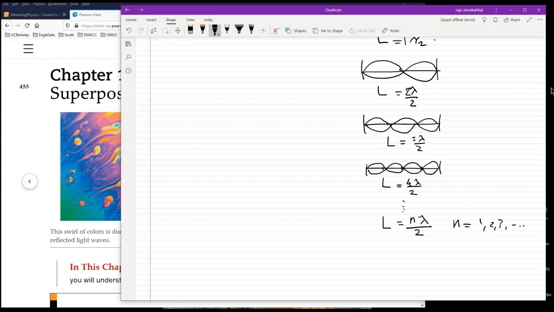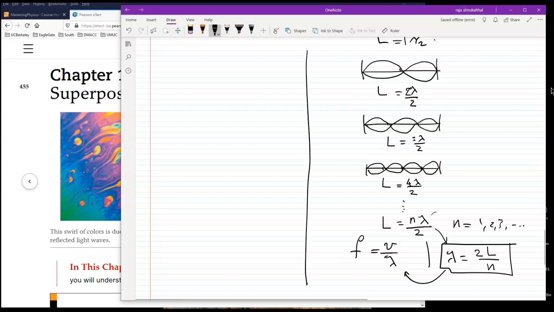Okay. Now we know that the frequency f is equal to v over lambda. Remember from last chapter. If I plug in the lambda value, this will give me what? Lambda is equal to 2L over n. Is that right? Let me box that. And then I'm going to plug it back in here. So we know that the frequency is equal to v over lambda. So in this case, that will be equal to nv over 2L, right? So I have here this nv over 2L. Let me box it.